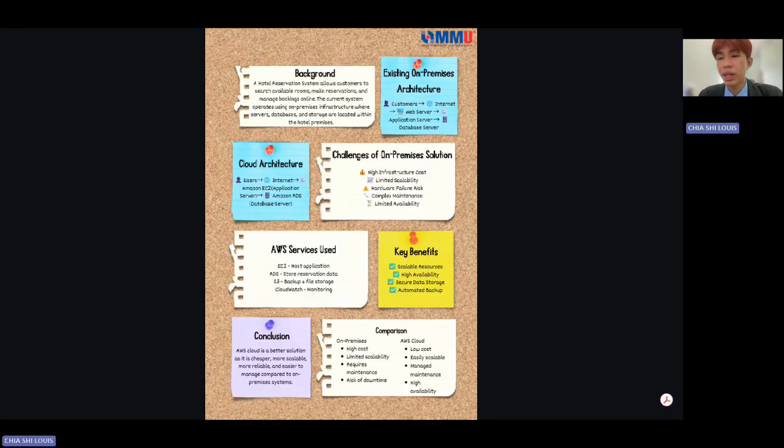Third, AWS provides secure data storage through advanced security measures and access control. Finally, the cloud solution supports automated backup, reducing the risk of data loss and improving disaster recovery capacity. In conclusion, the AWS cloud solution is more flexible, reliable, and cost effective compared to the traditional on-premise solution.